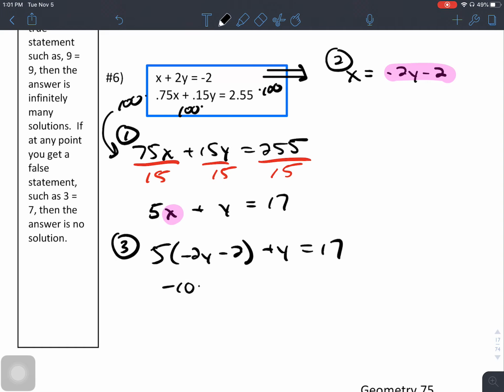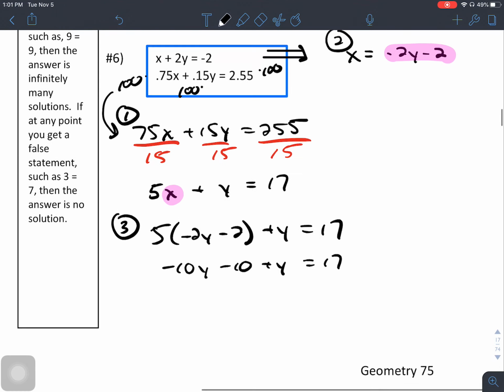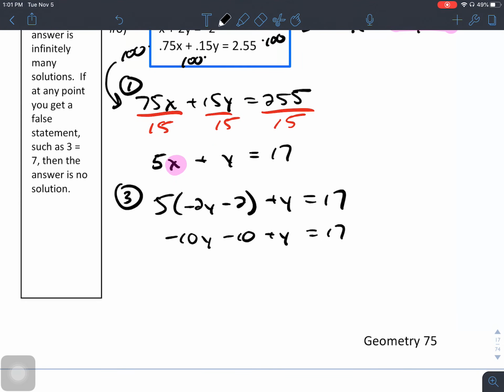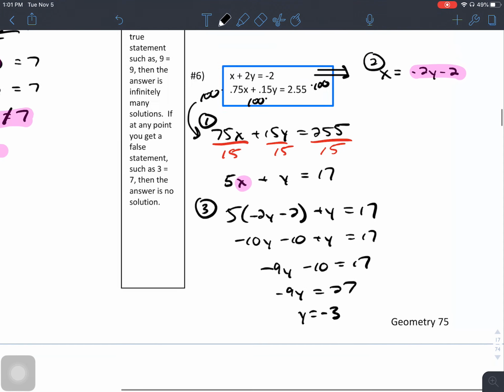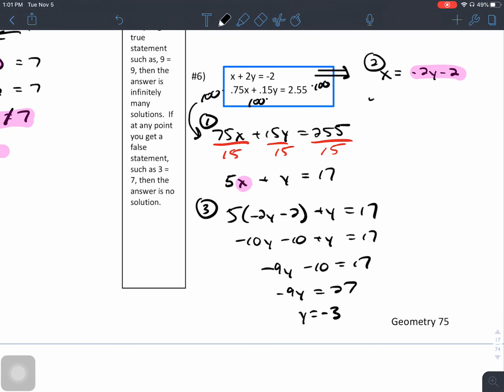If I distribute, I'm going to get negative 10y minus 10 plus y is 17. Negative 10y plus y is negative 9. If I add 10 to both sides, I get negative 9y is 27, so y is negative 3. Figure out what x is. I'm going to come up here and replace this y with negative 3, and I'm going to get 4. I got 4, negative 3.